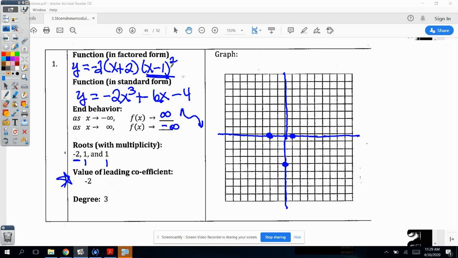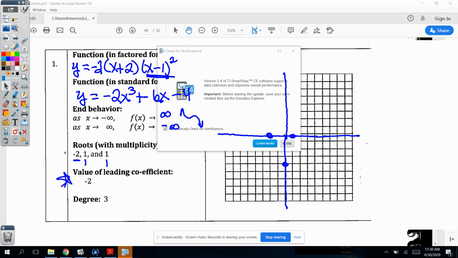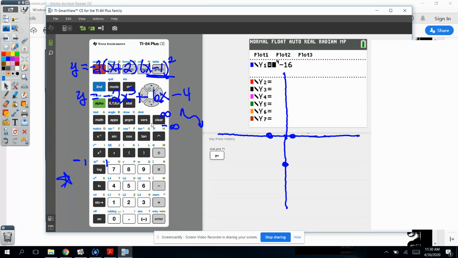But let's get some actual points. So we're going to type this into our calculator. I wonder how this is going to work. Okay. Y equals, clear.